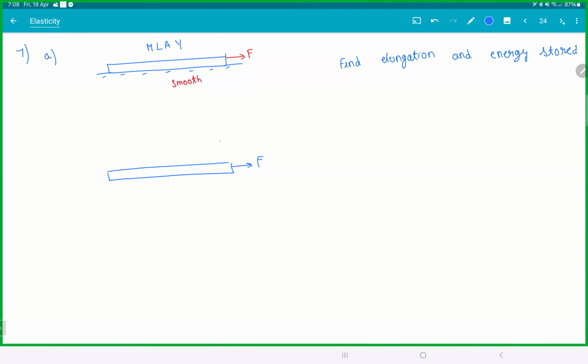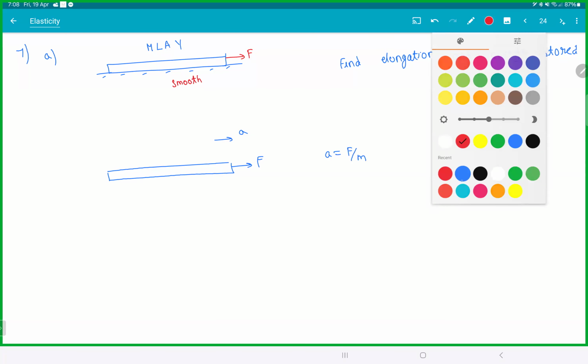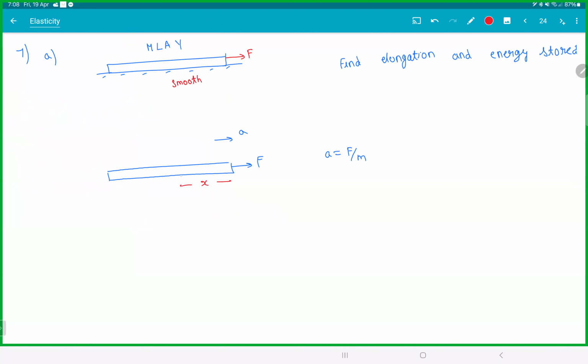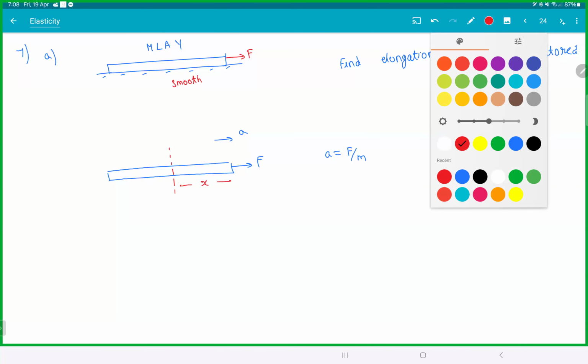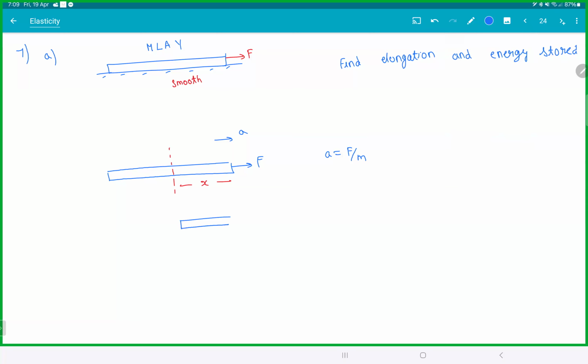So you're pulling with F. This is your acceleration. Acceleration is F by M. Let's say at a distance x, you want to find tension. So cut it here. I will take the right side part. So this is F. This is tension. This is acceleration. Now this mass will be total mass by length into x. We have F minus T is equal to Mx by L into A. A is F by M. So we get tension is F into 1 minus x by L. That's your tension.